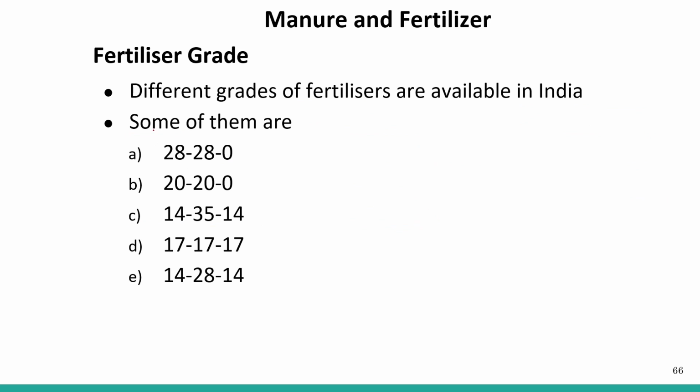So here you can see the different grades of fertilizer available in India. Some of them are 28-28-0, 20-20-0, 14-35-14. That means it contains 14 kilogram of potash. 17-17-17, 14-24-14.